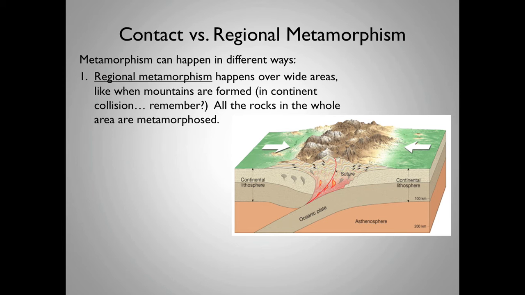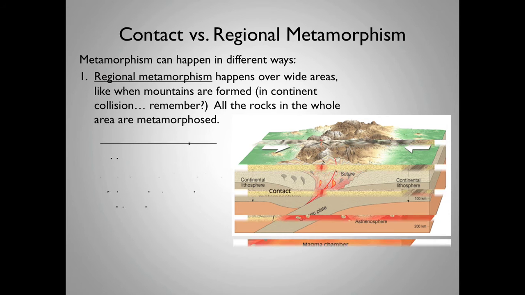You may remember this picture. So you can see the intense pressure that would be created on the rocks in the area in the middle. You can even see the rocks in the mountain. Some of them are so hot that they've melted, but most of them are just sort of bent and folded up. Those are metamorphic rocks.